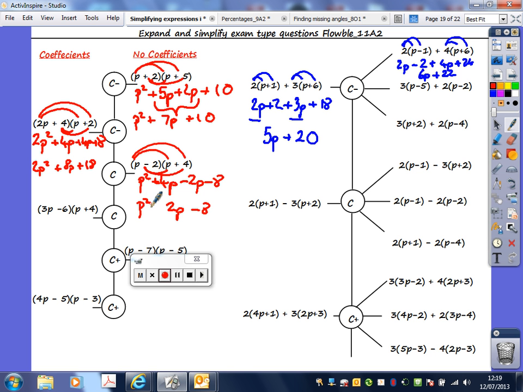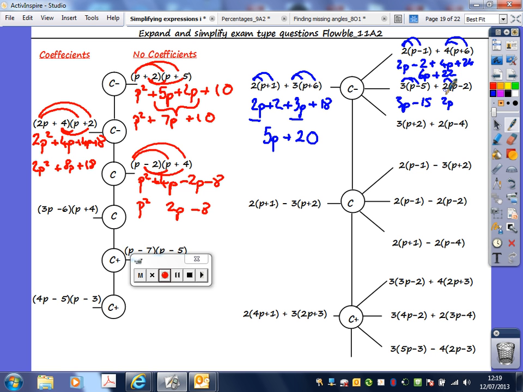Alright? I'm going to go back over to this side now. My voice is going now. So 3 times by p is 3p. 3 times by negative 5 is? Minus 15. 2 times by p is?